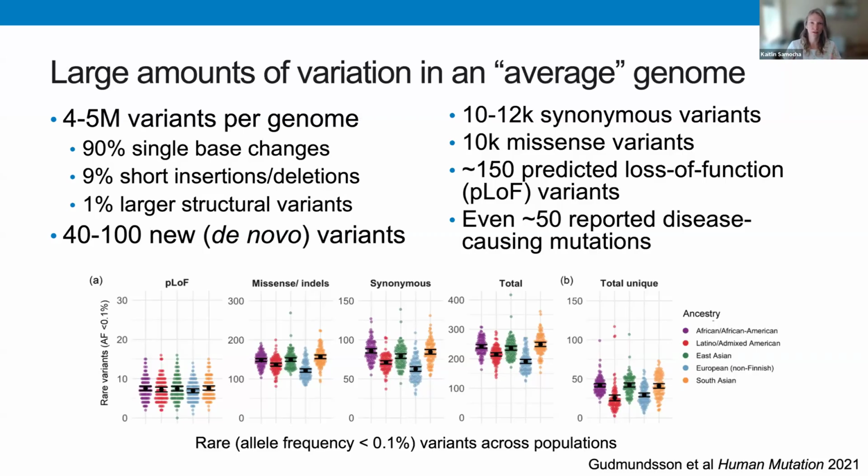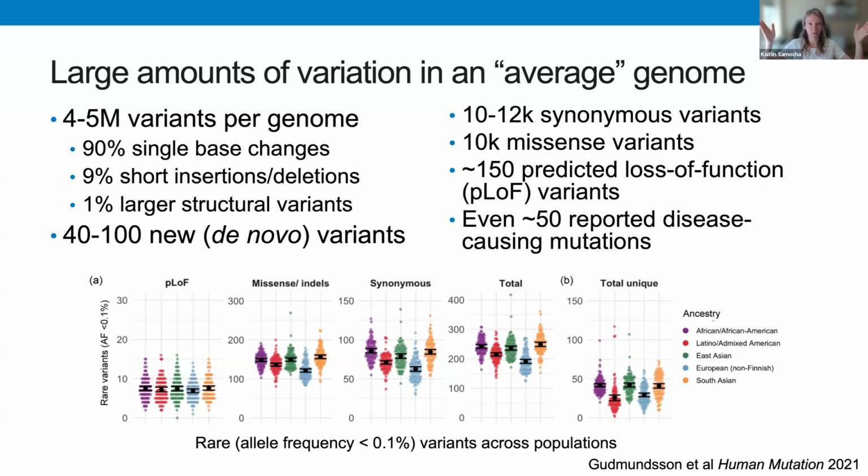We can further filter these, for example, by using a reference population. What I'm showing on the bottom is the rare variants across populations, and this is an allele frequency cutoff of 0.1%. And we can see rare pLoF variants, we're still talking about something like 10 per person, or 150 rare missense or indels per person. So even with these filters, we're talking about a lot of variants.